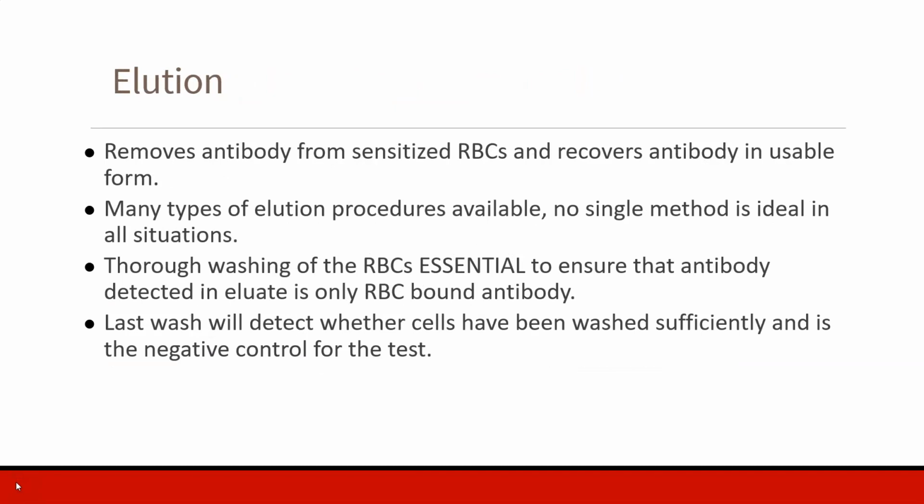So again, one of the important procedures to do for IgG-coated cells is an elution. And this removes the antibody from the sensitized red cells and recovers the antibody in a usable form. So we're going to pop the antibodies off the red cells, get them in a solution, and then test that solution just as we would serum or plasma. Many types of elution procedures are available, and no single method is ideal in all situations. And in our transfusion service, we had a book that listed a variety of different types of elution procedures.